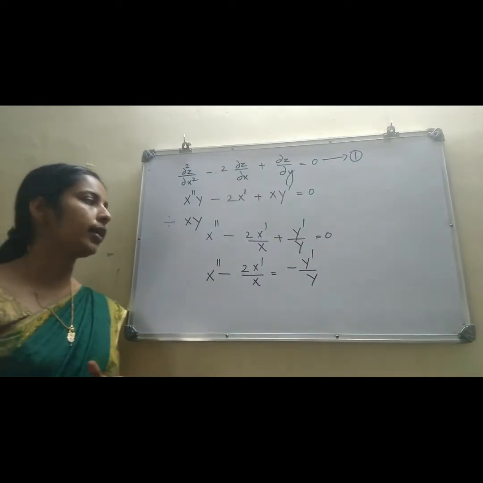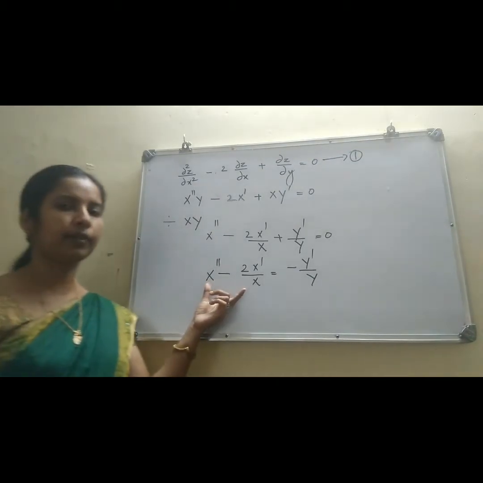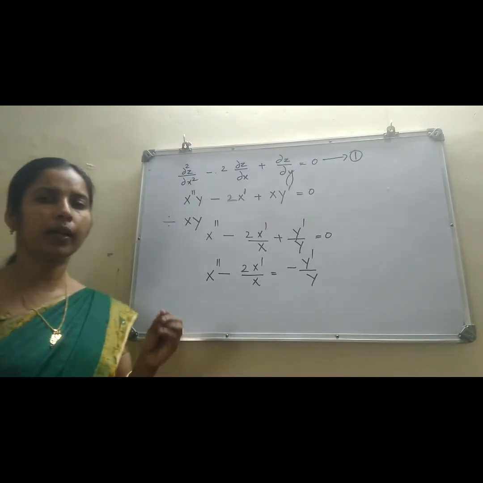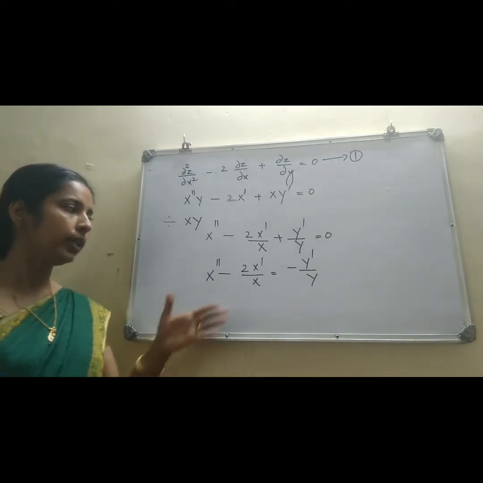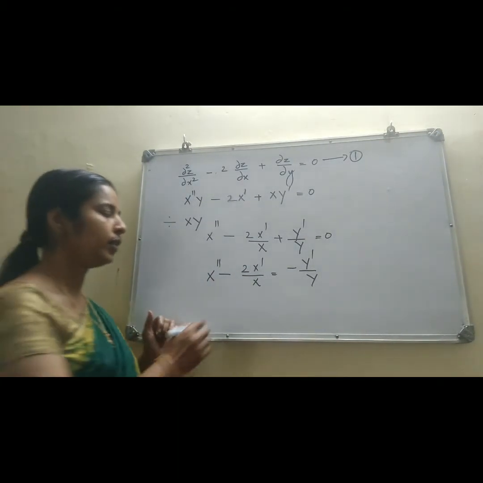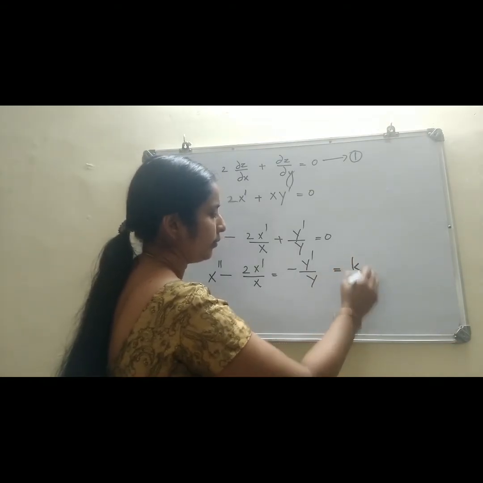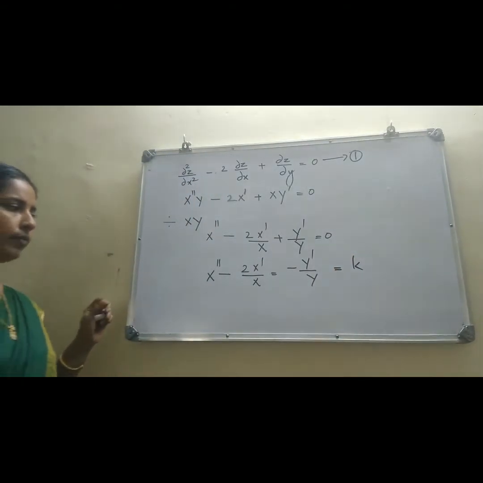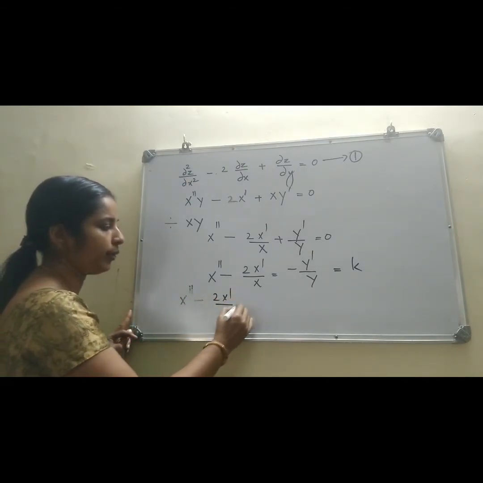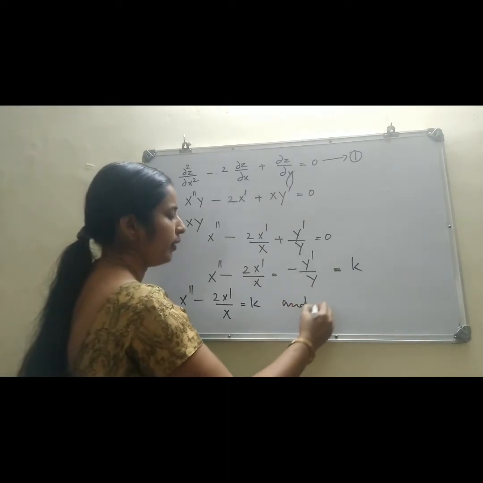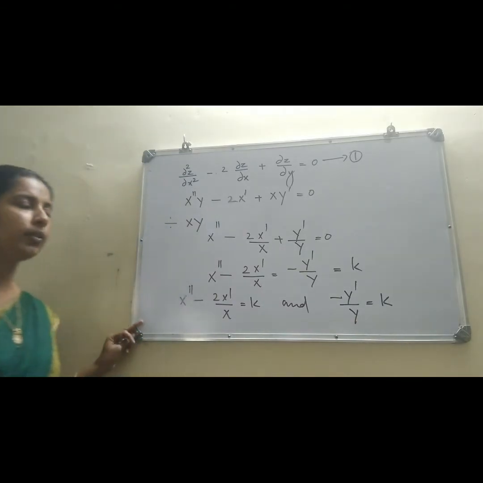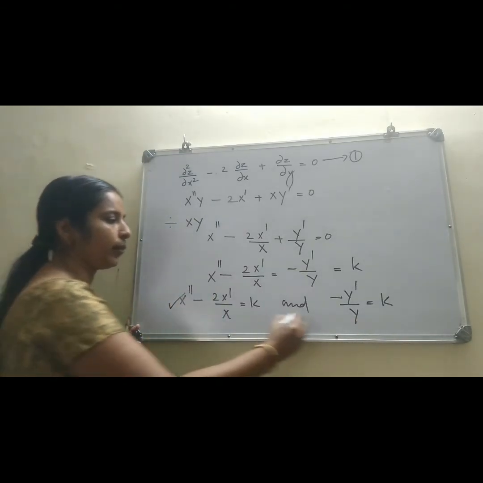Now the variables are separated. This is a function of x alone and this is a function of y alone. We know small x and y are independent variables, so this equation is possible only if each is equal to a constant. So each is equal to a constant k. So we can consider X″/X − 2X′/X = k, and −Y′/Y = k. So we have two differential equations.